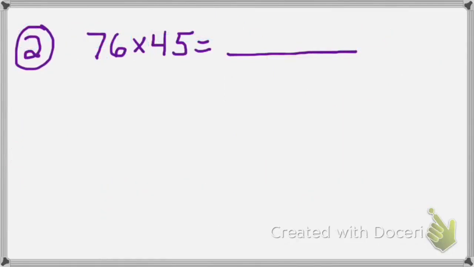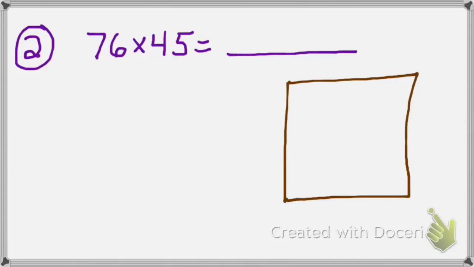Example number 2 is 76 times 45. Again, I'm using the box method, so I will draw my box. Look at my first factor, 76. The first digit is a 7. That's in the tens column. There's one digit after that, so I'll copy the 7 and put 1 0 after it.